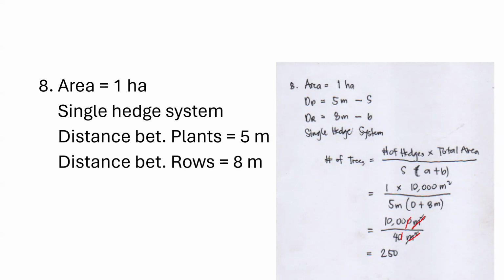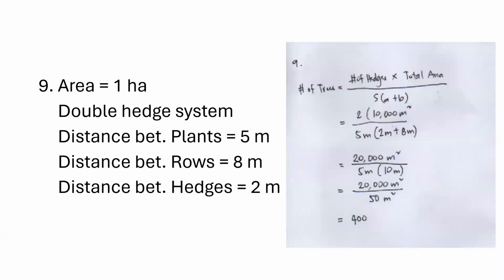Now, how about double hedge system? Uy, kapag double hedge system naman, so number of hedge is 2. Then total area natin is 1 hectare or 10,000 square meters. 2 times, then S natin, distance between plants, 5 meters. A, distance between hedges, 2 meters. Then distance between rows, 8 meters. Take note that the distance between hedges is always lesser than the distance between plants. So, mas magkakadikit yung mga hedges natin kaysa sa mga plants.